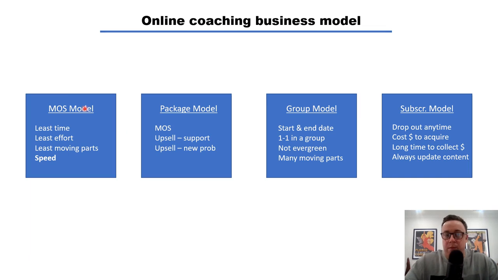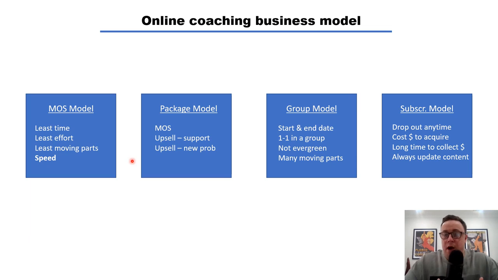So I always recommend the MOS model. We teach this to our students. Even our students that are doing $50,000 per month are still following this MOS model, okay? The next model, so that's the one I recommend. The next model that I recommend could be more like a package model. You can call it whatever you want to. So what this combines is the MOS, which is the minimum optimum service, least amount of time, effort, and moving parts with the most amount of speed, where maybe you can get paid upfront in full for that transformation.